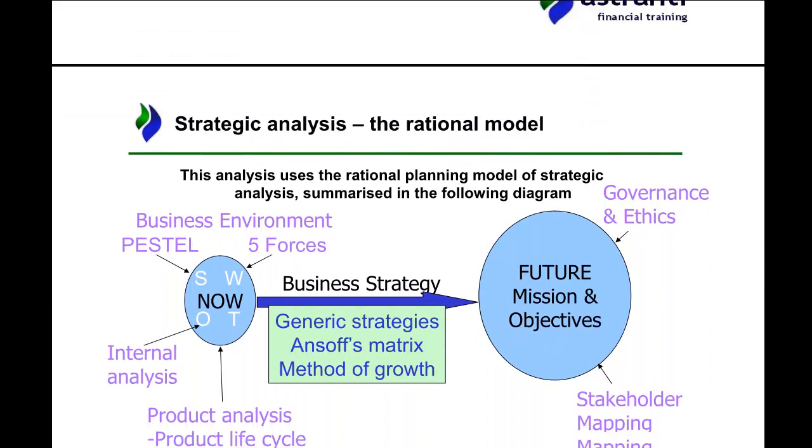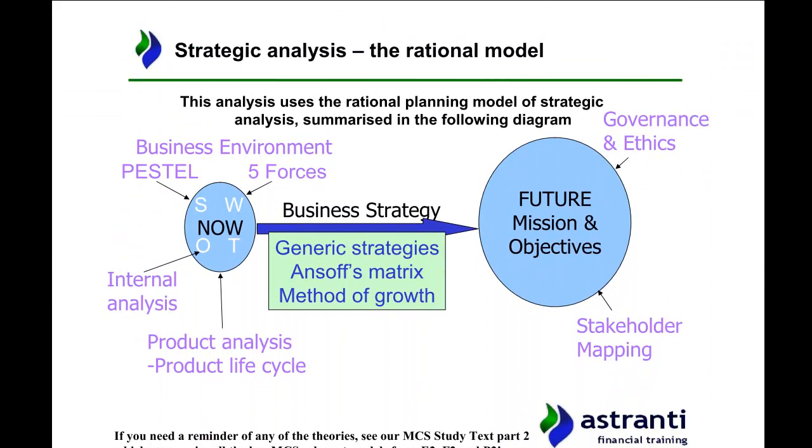Now what we're going to do is analyze the case with the rational business model. Essentially the rational business model is looking at where you currently are, using models such as the PESTEL analysis, 5 forces analysis, internal analysis, and production and service analysis. And then also looking at where you want to go, what it is you want to achieve in the future. And the final stage is looking at what you need to get there: where you are now, where you want to be, and what you need to get from A to B.